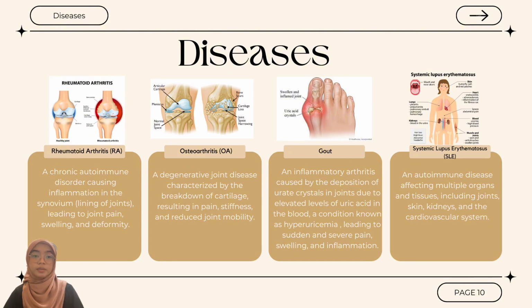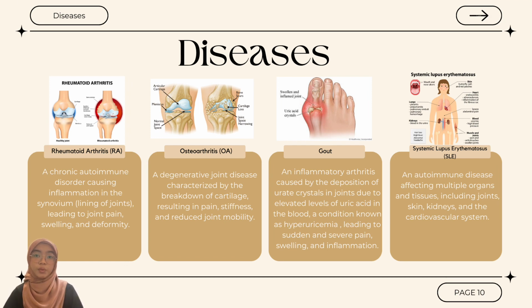Here are some common diseases and conditions within the field of rheumatology. The first one is rheumatoid arthritis. It is a chronic autoimmune disorder causing inflammation in the synovium, which is the lining of joints, leading to joint pain, swelling, and deformity. Secondly is osteoarthritis. It is a degenerative joint disease characterized by the breakdown of cartilage, resulting in pain, stiffness, and reduced joint mobility.